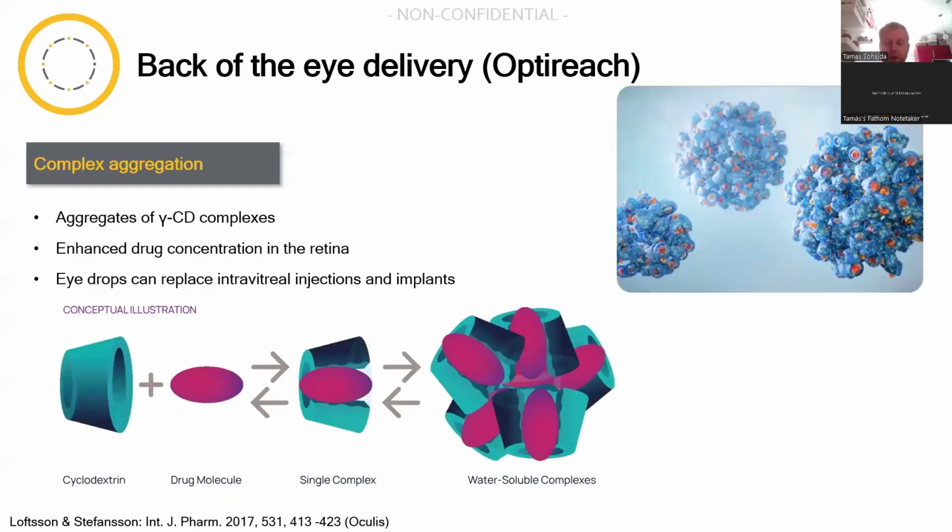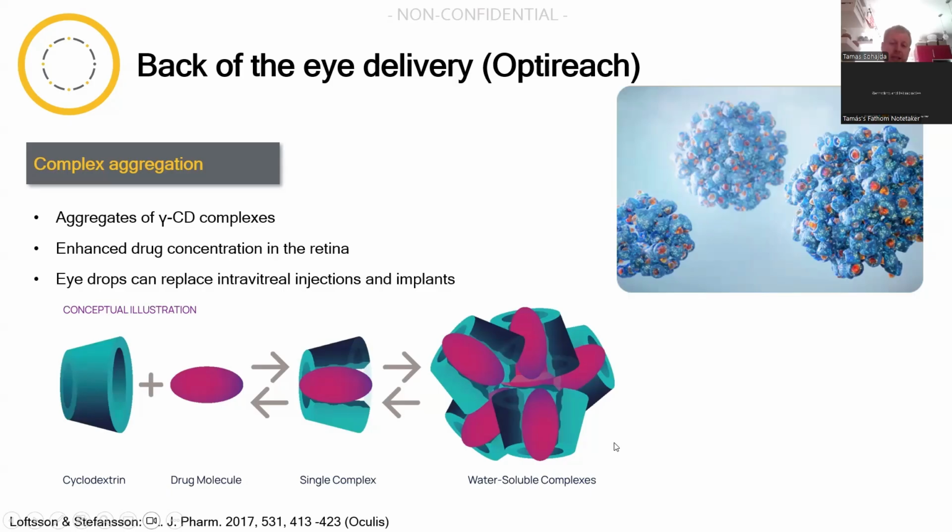So let's see how we can achieve these innovative applications with cyclodextrins. Just a few examples, it will not be comprehensive. There is a technology called OptiReach, which enables delivering active ingredients to the back of the eye with cyclodextrins. It's also very interesting because it exploits aggregation of cyclodextrins, which is supposed to be not a very nice thing when it comes to drug formulation. This works only with gamma cyclodextrins, at least as far as we currently know.